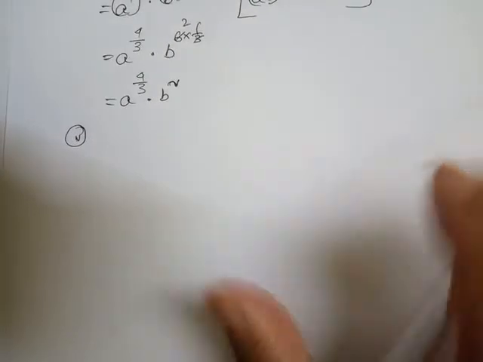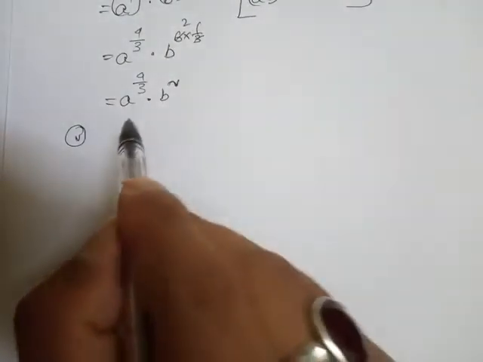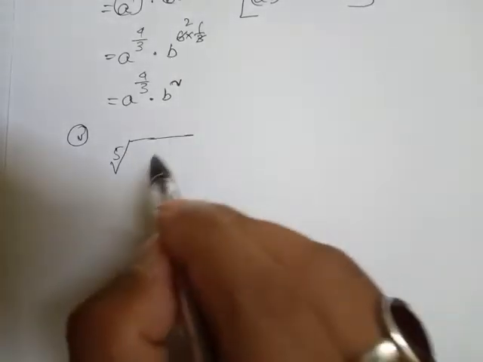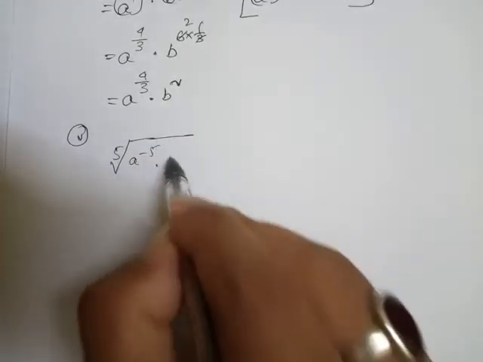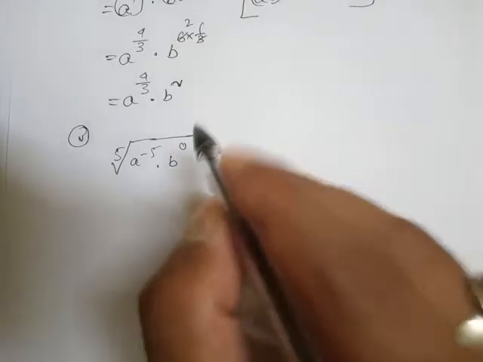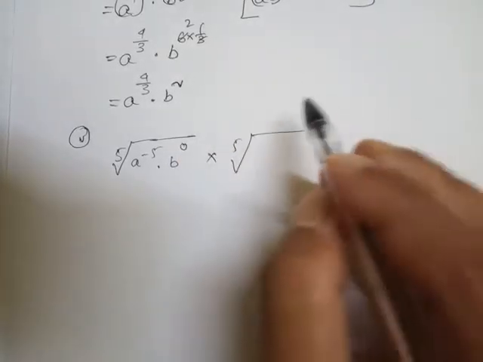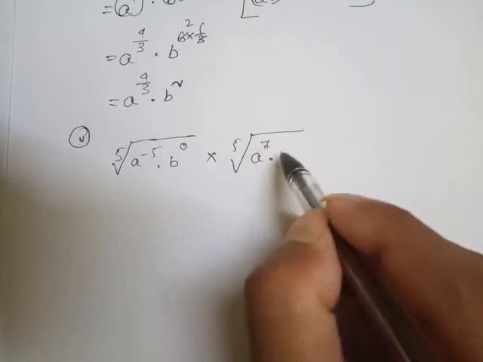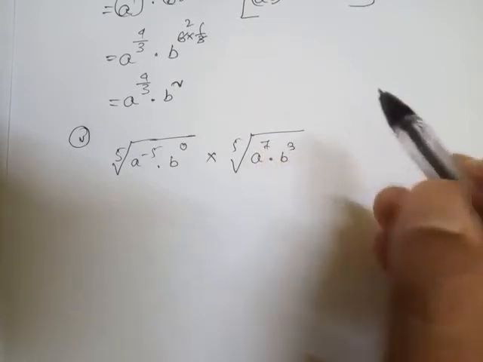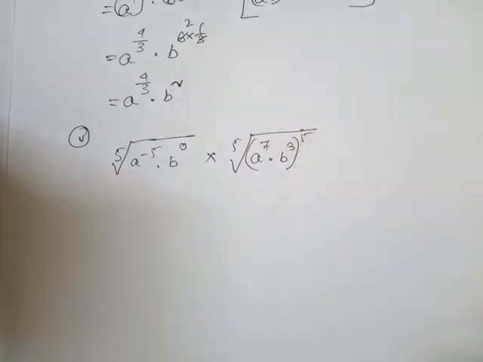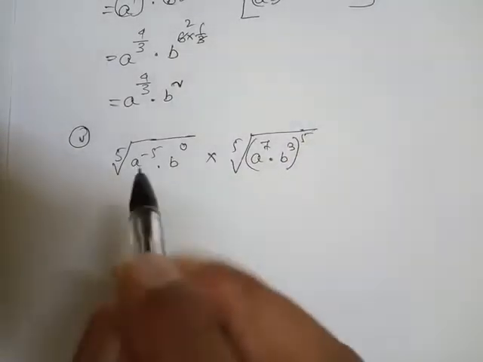Roman 5 question: fifth root of a to the power minus 5 into b to the power 0, into fifth root of a to the power 7 into b cube, then whole to the power 5. Now look how to solve this one.